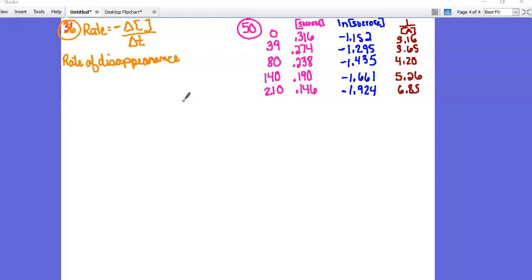So for number 36, we've had a lot of questions on that. Whenever they ask you the rate of disappearance, you can use this equation right here. And remember, it's negative if it's a reactant, and it will be positive if it's a product. And remember, the coefficient of whatever your reactant or product is goes at the bottom. That's your coefficient. So if the coefficient is 2, it would be negative 1/2 times the change in concentration divided by the change in time. So that is what the rate of disappearance is.